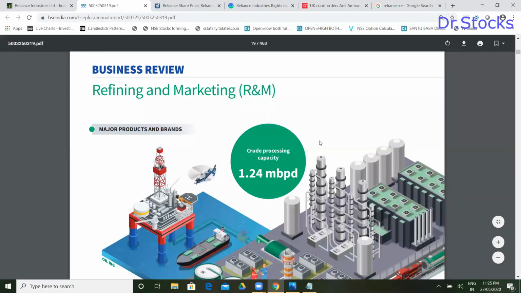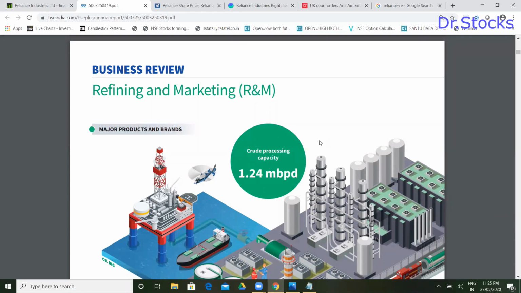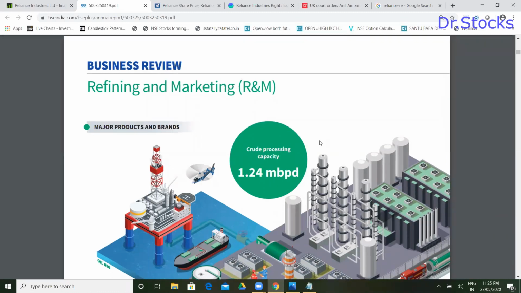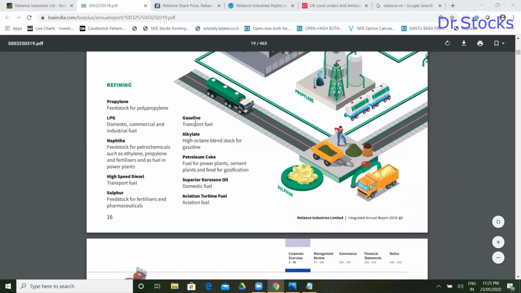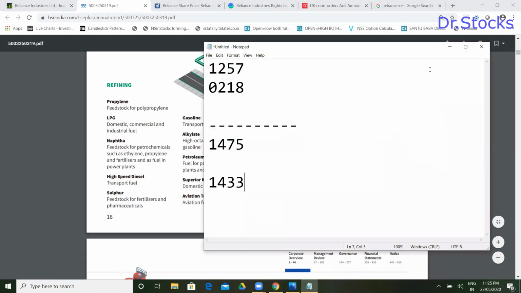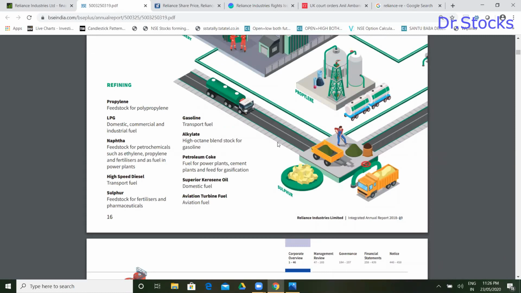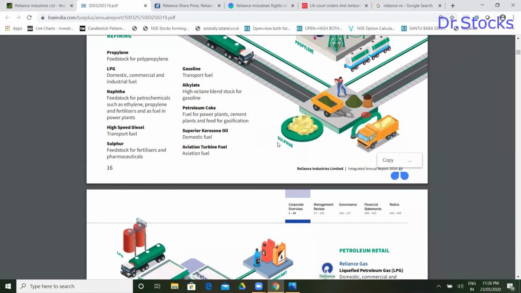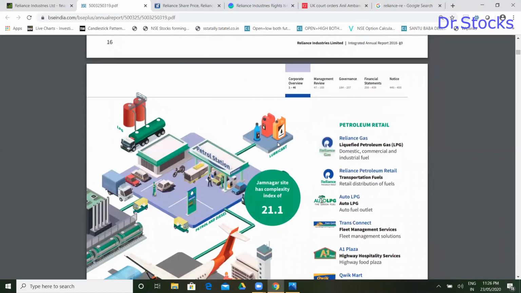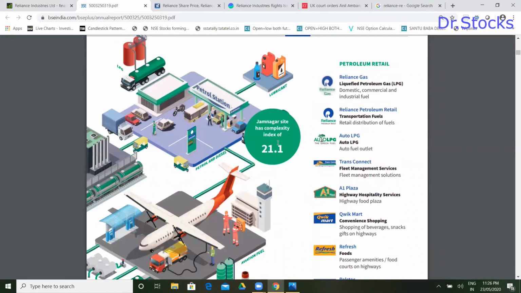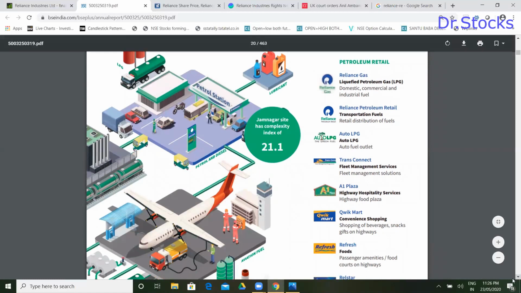So moving on with the business review. What are the things they are doing and what are the major products and brands? Refining and marketing is one important thing they are doing. Here they are refining propylene, LPG, gasoline, naphtha, high-speed diesel, sulfur, alkylate, petroleum coke, superior kerosene oil, aviation turbine fuel, and petroleum retail. We know that they are also in retail distribution of these petroleum products. Auto LPG is selling fast at this moment. Reliance Petroleum, Reliance Gas, Avon Plaza, TransConnect, Reliance Fresh and Quick Mart are their products.